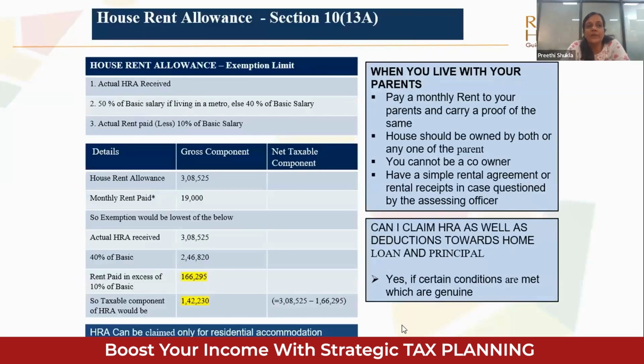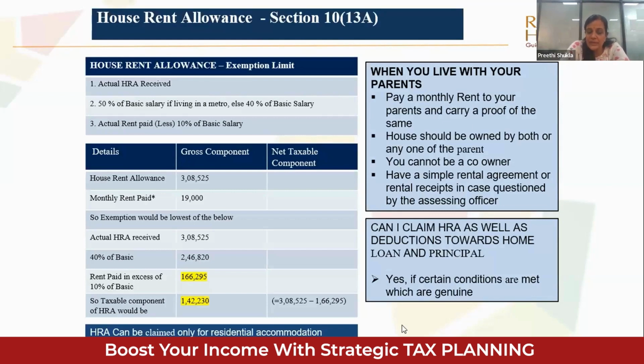Okay, now we have completed the NPS part. Let us go to some other important sections which most of us typically use. Coming to the first, the HRA exemption. This is not a deduction, this is an exemption. Many of us get house rent allowance as part of our salary structure. So those who are paying rent can claim a deduction against this house rent allowance.